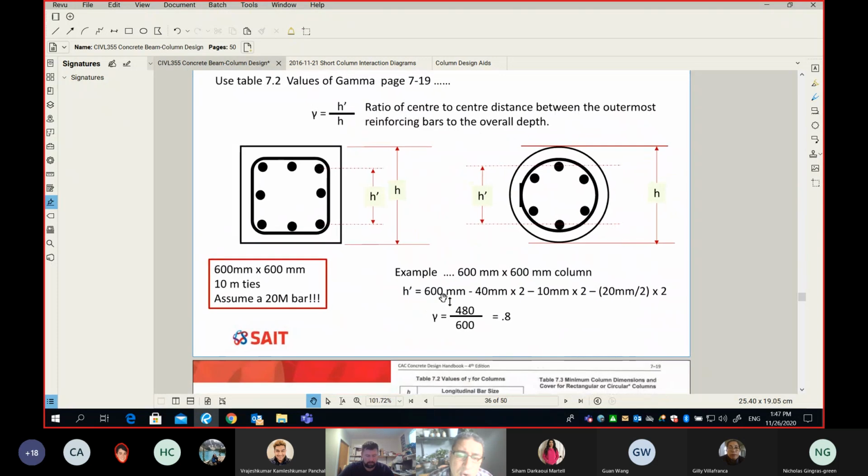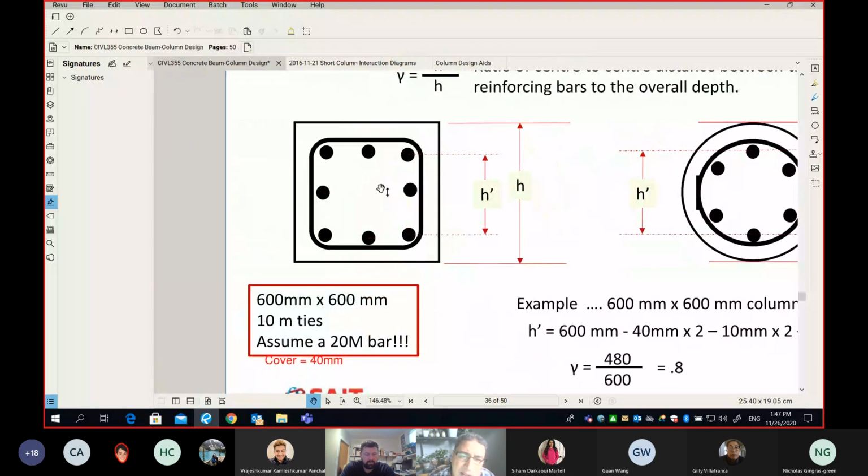So gamma is not super science. Here is an example for you. Let's say your column is 600 by 600, and we have 10M ties, and 20M bars. And please write down also cover equals 40 millimeter. If I give you this information, would you be able to find gamma? Not very difficult. Look at this, please. We've done this several times in our class.